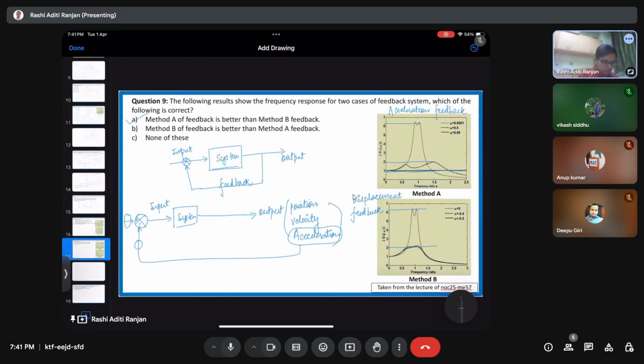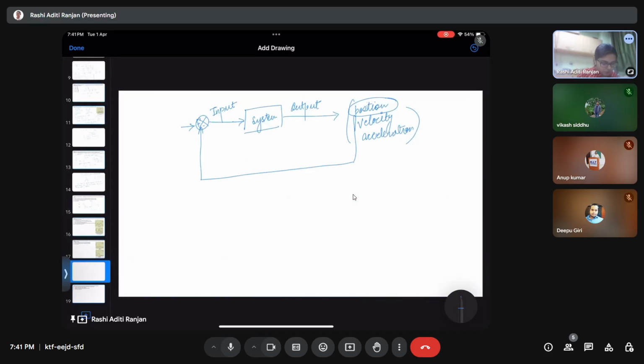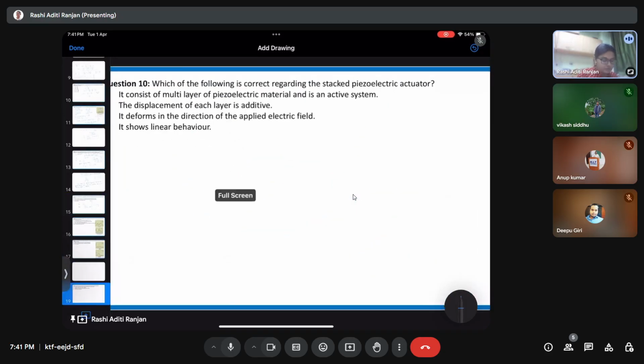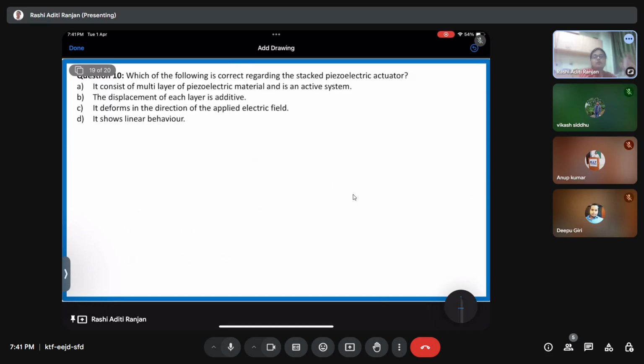So coming on to the 10th question first. Okay, first we'll discuss the 10th question only. Here we talk about which of the following is correct regarding the stacked piezoelectric actuator. First, we'll talk about what is a piezoelectric actuator. So essentially, a piezoelectric actuator consists of a piezoelectric material.